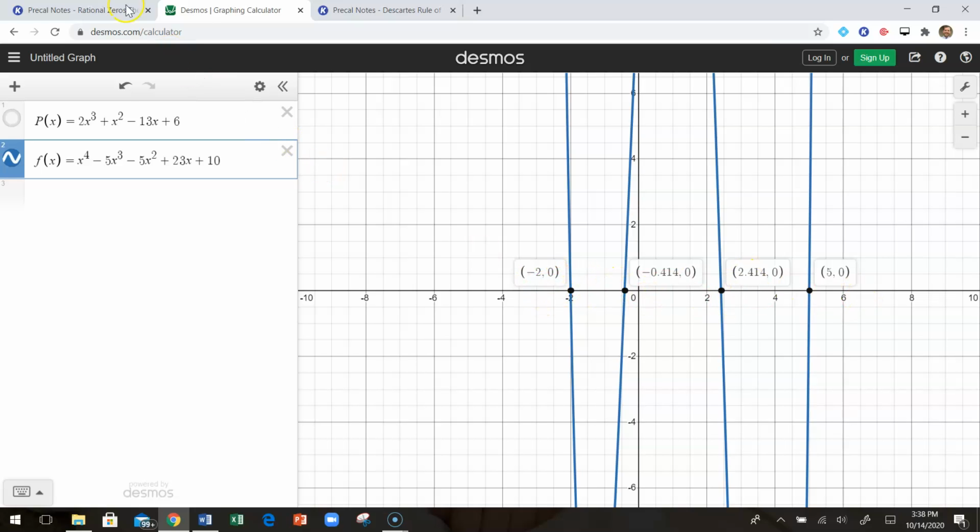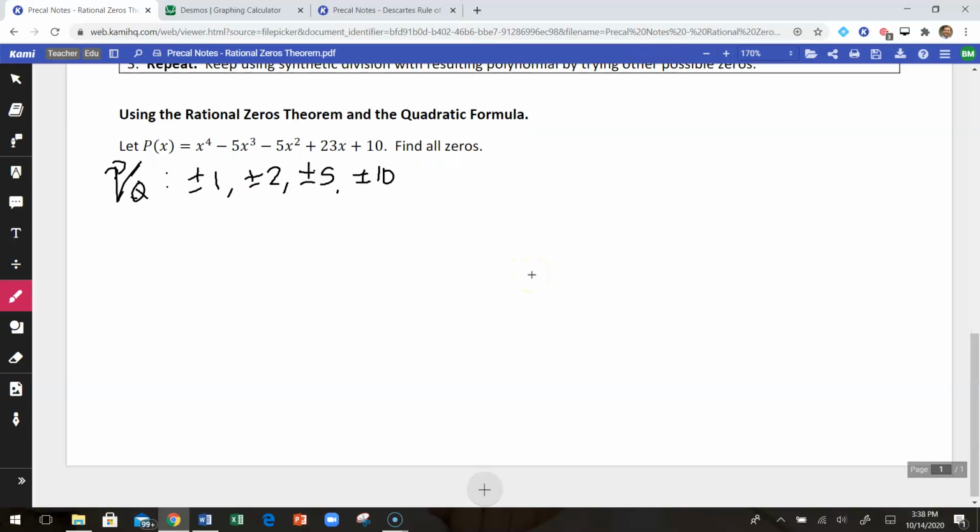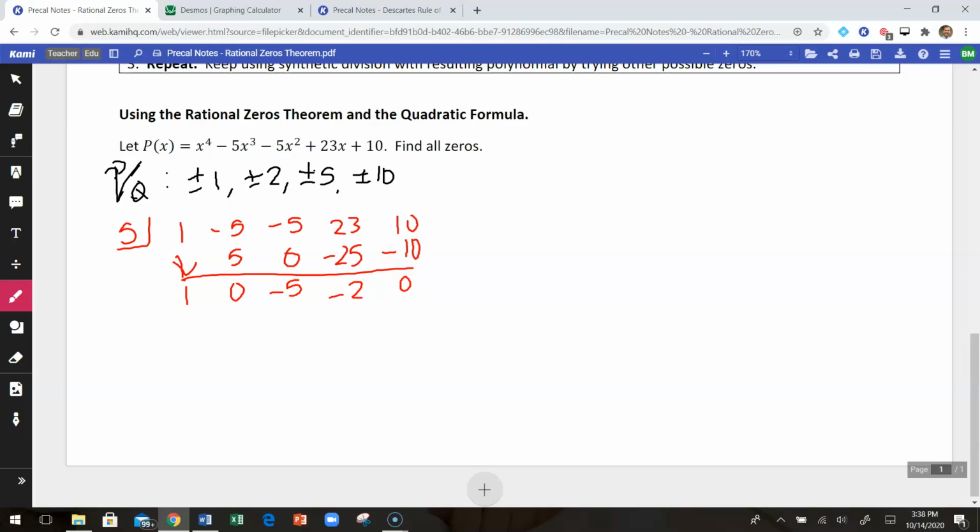So I'm going to do 5 and I'm going to do -2. And I'm going to do it in either order. It doesn't really matter. So if I do 5 first, 5 goes in the box, coefficients 1, -5, -5, 23, and 10. And I'm going to go ahead and do synthetic division. That's 1, 5, 0, 0, -5, -25, -2, -10, 0. There's my remainder. I'm going to continue on because I also know that -2 works from right here where I left off. I don't need to include this, but I'm going to continue on down here.